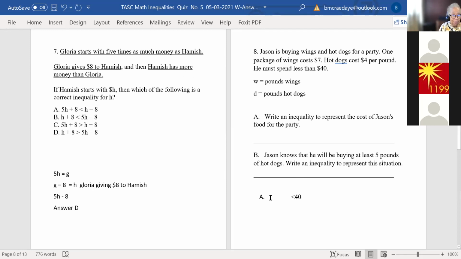What goes on the left? The $7. That's the package of wings. So that would be multiplied by what? What variable? I gave you what they are represented by. W represents the pounds of wings. D represents the pounds of hot dogs. Okay, W. That's right. And what else is he buying? So that's a plus. $4 times D.